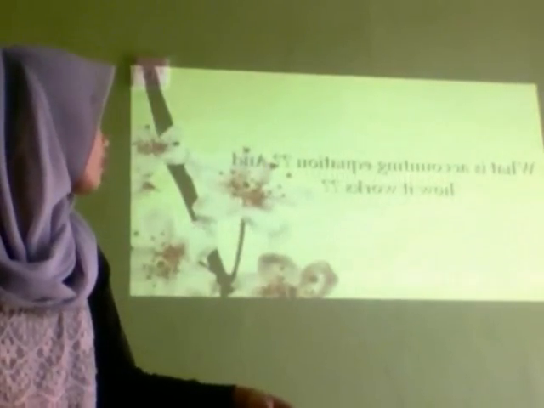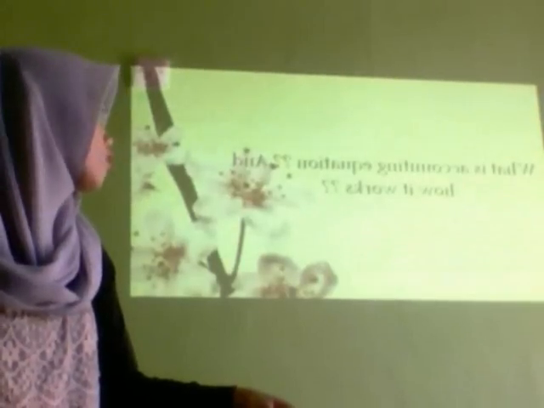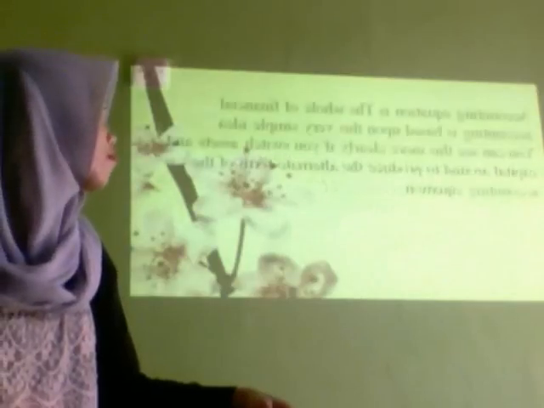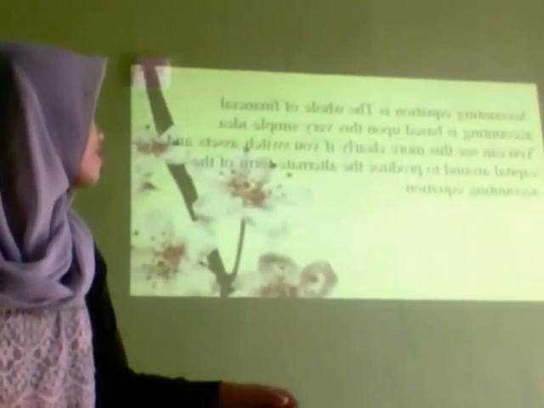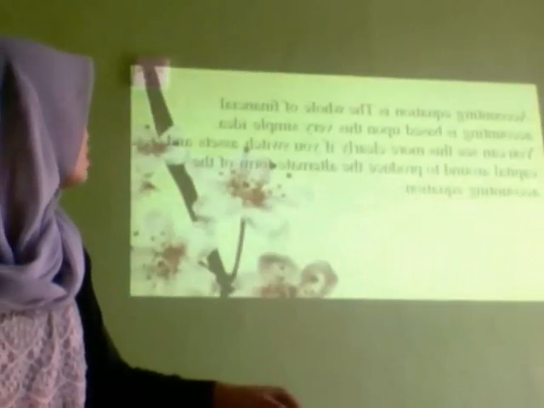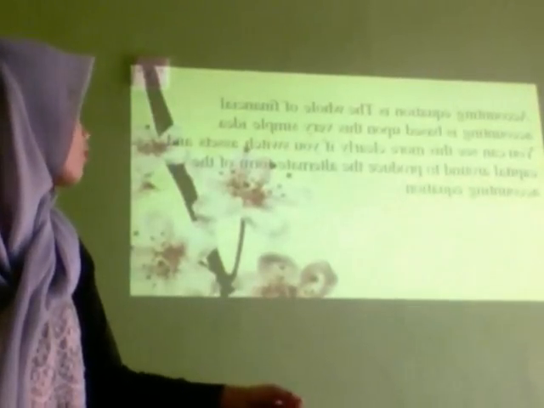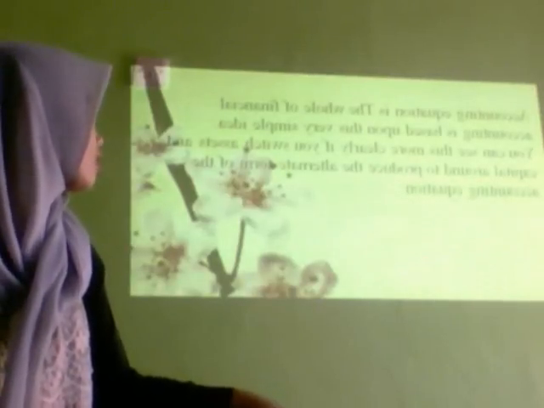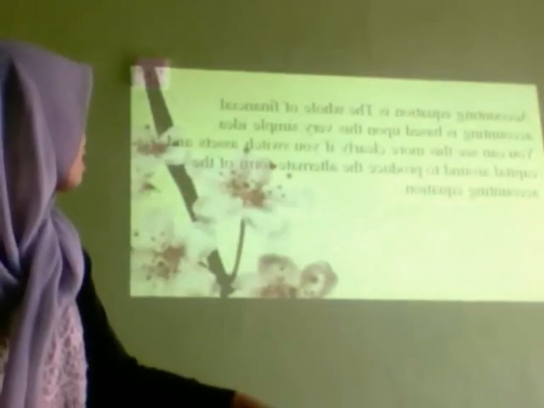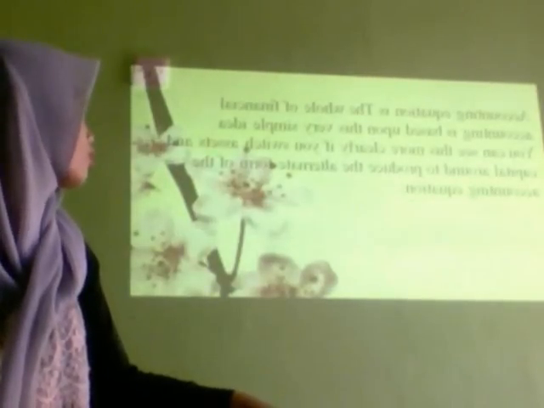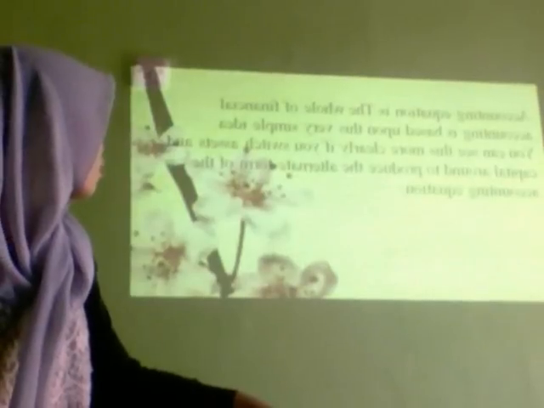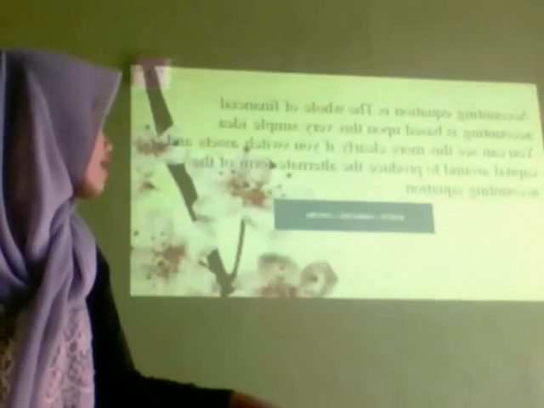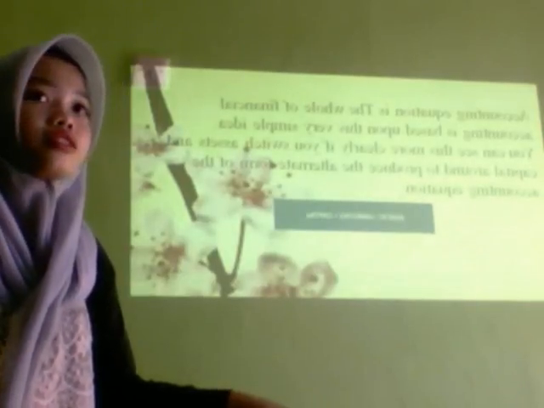What is the accounting equation and how does it work? The accounting equation is the wall of financial accounting. This is a very simple idea. You can see this more clearly if you switch asset and capital around to produce the alternative form of the accounting equation. Asset is related first to capital.